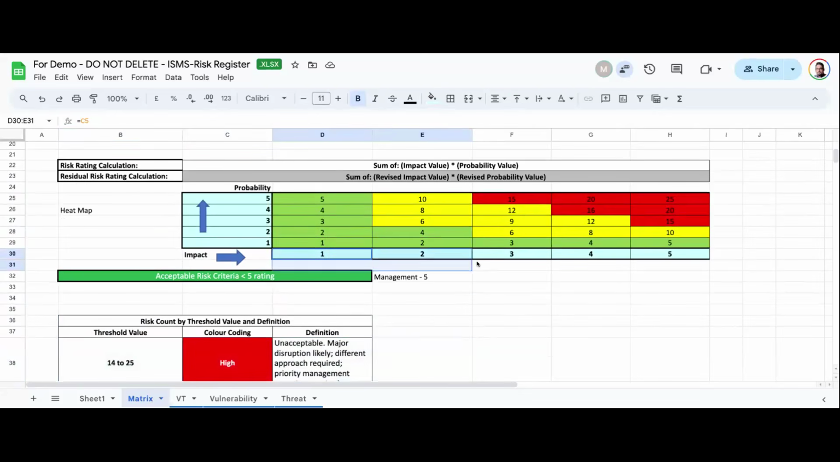Here we are taking the impact, here we are taking the probability and just multiplying. That's it. There's a formula on the top: sum of impact value into probability value.